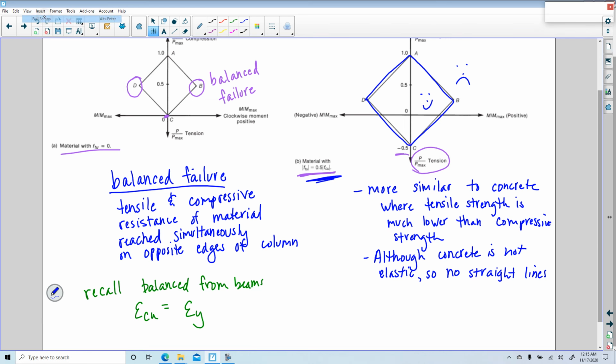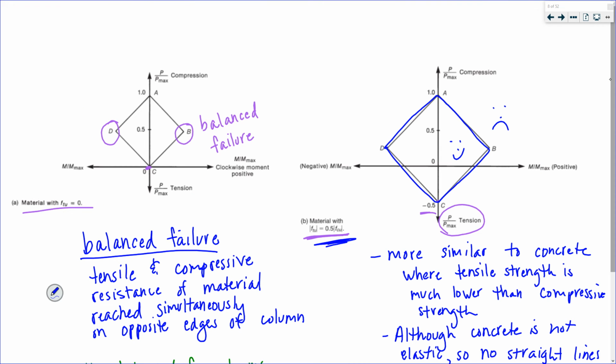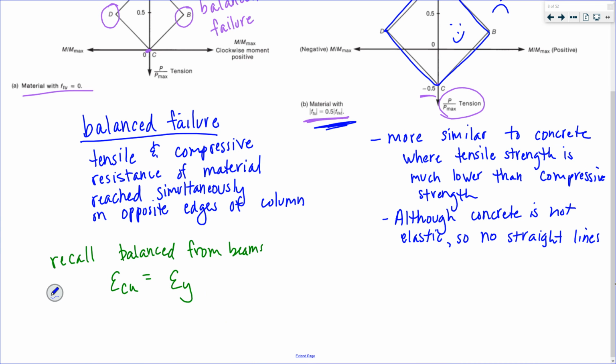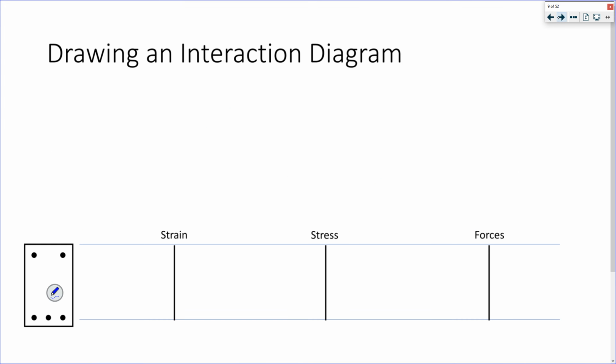All right. So we talked about interaction diagrams, that they describe the failure surface of a column loaded axially and with moment and bending. So now we're going to draw an interaction diagram. How do we draw an interaction diagram? We're going to select a strain profile.